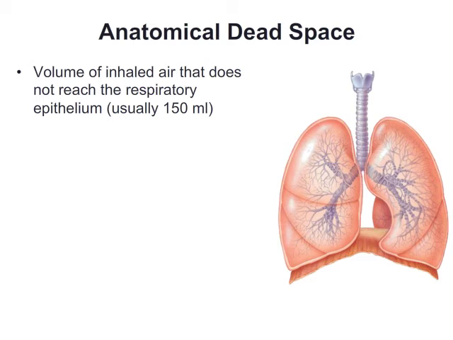Remember that these conducting zone structures don't actually exchange any gases at all. So even though we've inhaled, let's say, 600 mils of air, not all of that air is going to reach the respiratory zone. And so if only 450 mils of air reaches the respiratory zone, this is the air we're actually going to use to exchange gases between our pulmonary capillaries and our alveoli. The rest of it is stuck up in the trachea, and it can't be used for gas exchange. And so that's why we call it anatomical dead space.